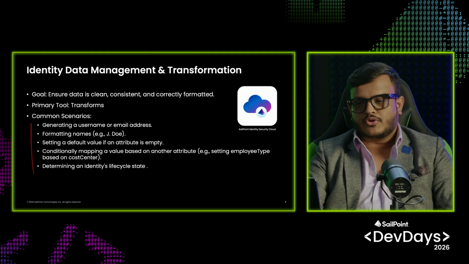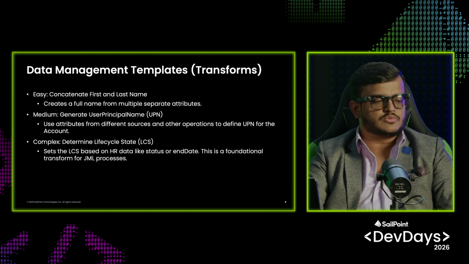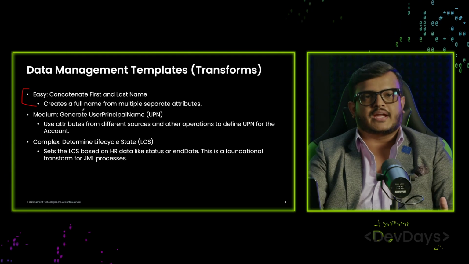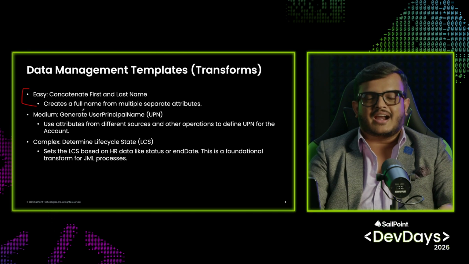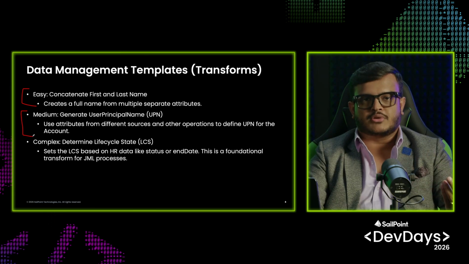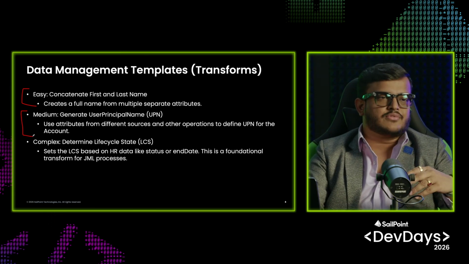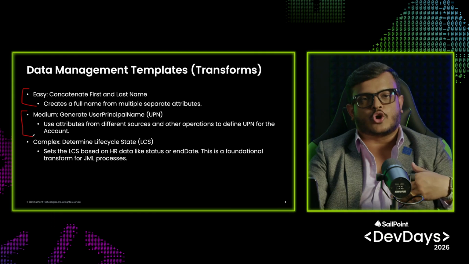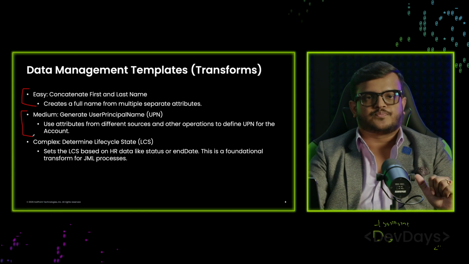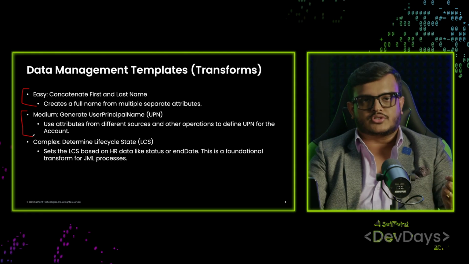So how are you going to use those transforms? Today we'll cover it in easy, medium and complex formats. In easy, simple transforms, like concatenating the first name and last name and standardizing it, maybe last name, comma, first name. Then in medium, we'll generate your unique user principal name. You want it in specific characters because maybe your downstream system doesn't allow some special characters. So how are we going to do that?